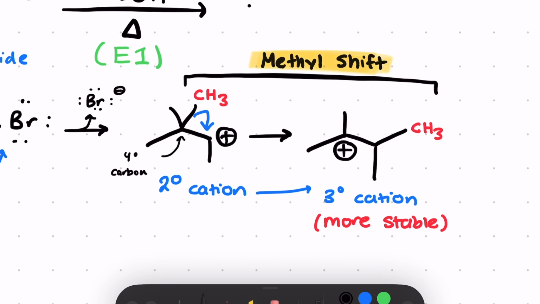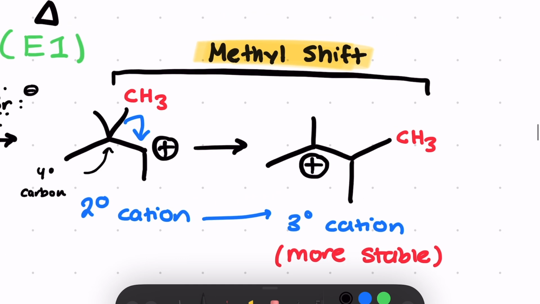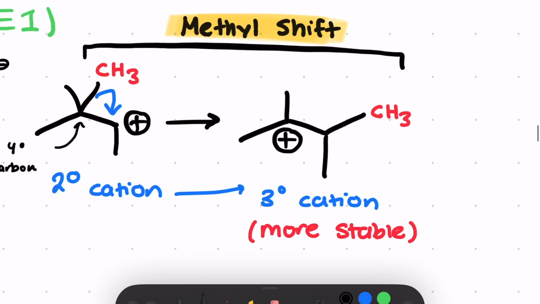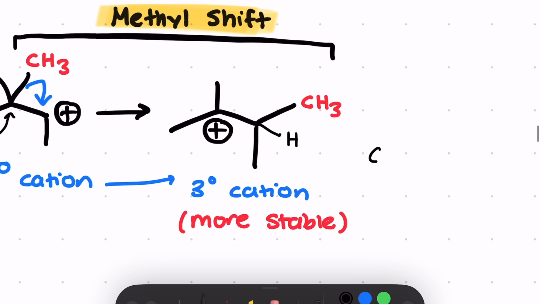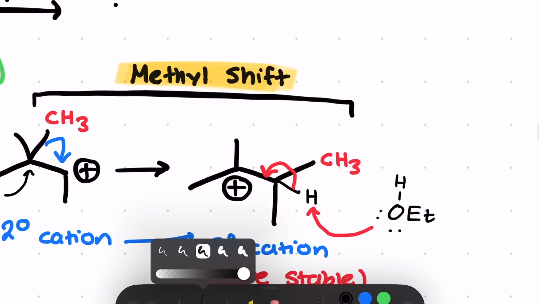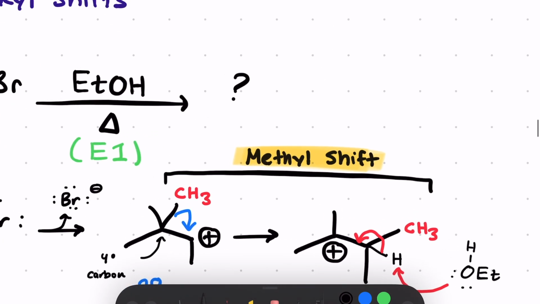And that's going to give me a tertiary carbocation yet again. And here I have a couple of options. Because this is E1, I'm going to favor the most stable alkene. So I'm just going to use this. I'm going to pick up this proton, and I'm going to make that pi bond right there. So what I end up with is something that looks like that.